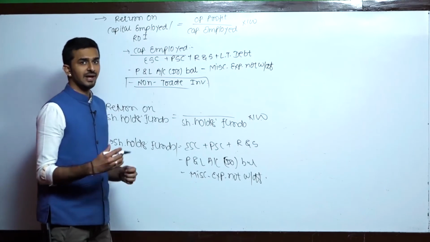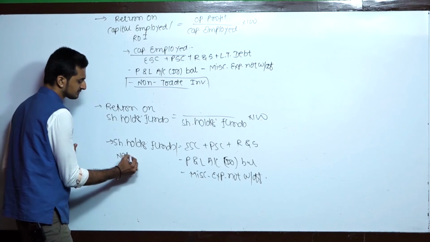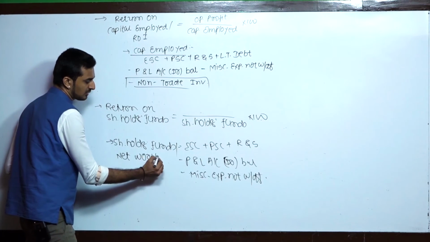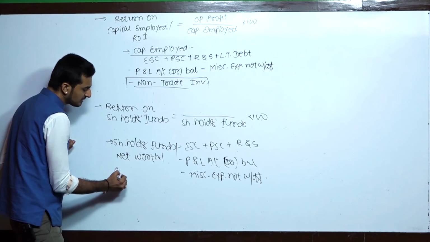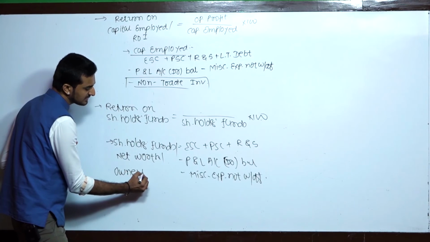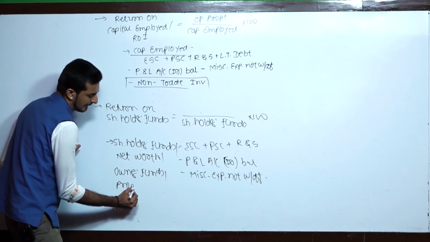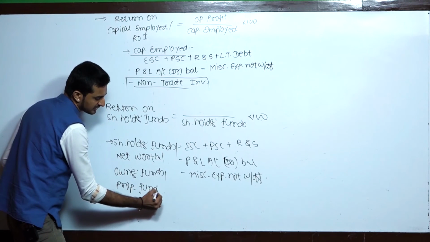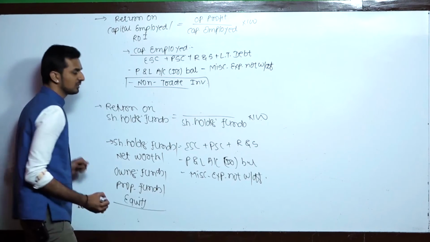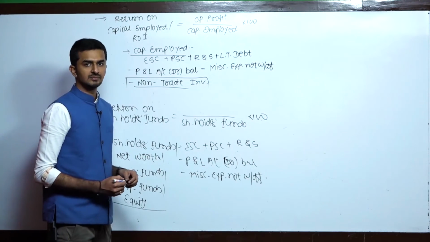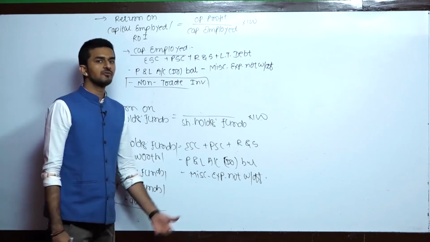Shareholder fund can be identified by 5 different words. Shareholders fund can also be called net worth, or it can be called owners funds, or it can be called proprietor funds, and the last name that we have got for shareholders funds is equity, right? So that's how shareholders fund comprises.